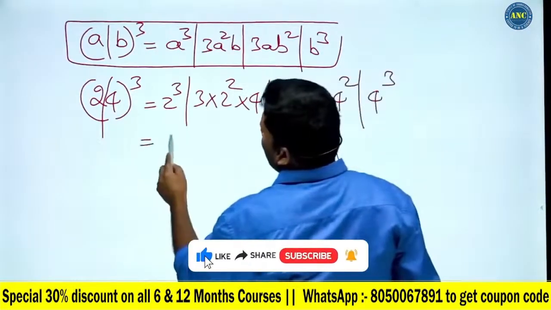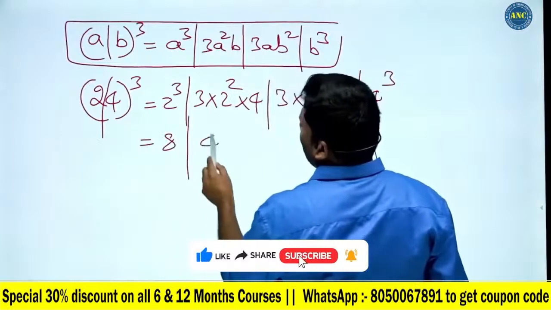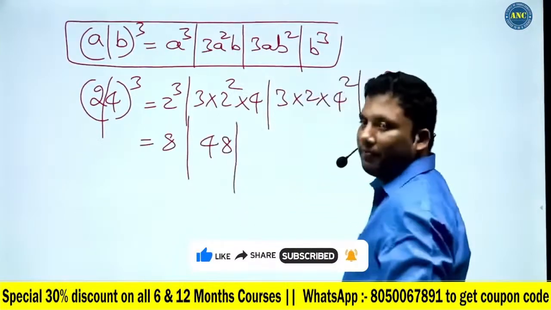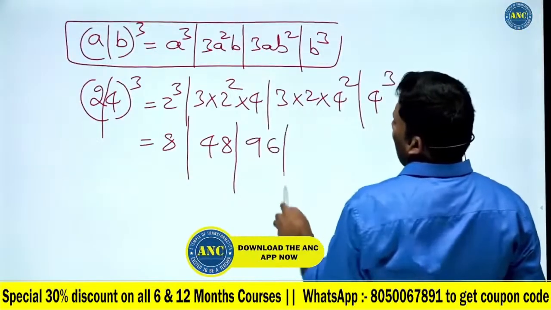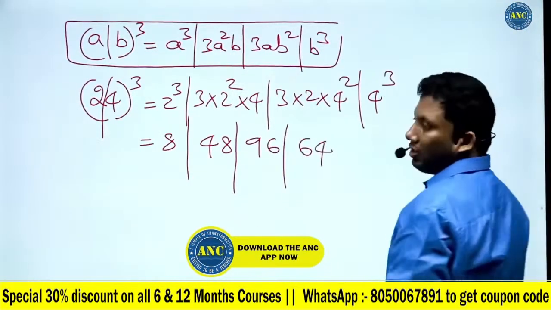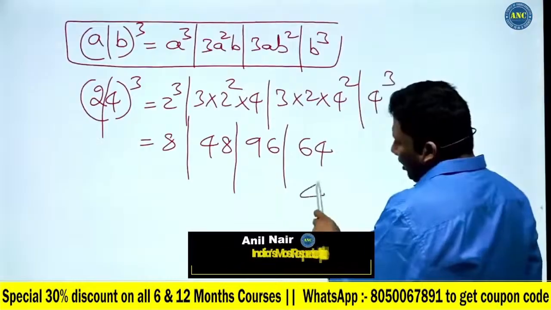2 cube is 8. 4 3s are 12, 12 4s are 48. 3 2s are 6, 6 16s are 96. 4 cube is 64. Idea clear? Write down the unit digit 4.